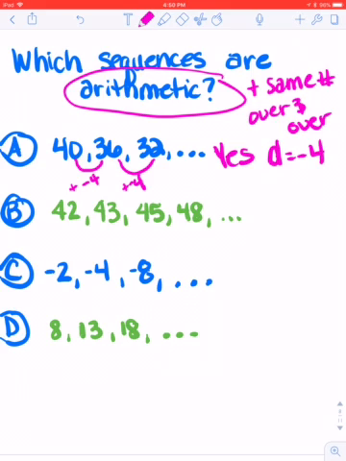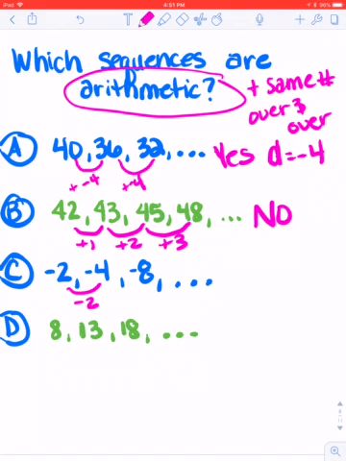Now if I look at B, this goes up by 1, then by 2, then by 3. So it's not the same number every time. So it's no for arithmetic for B. On C, it goes down by 2, goes down by 4, so this one is no, that one doesn't work.